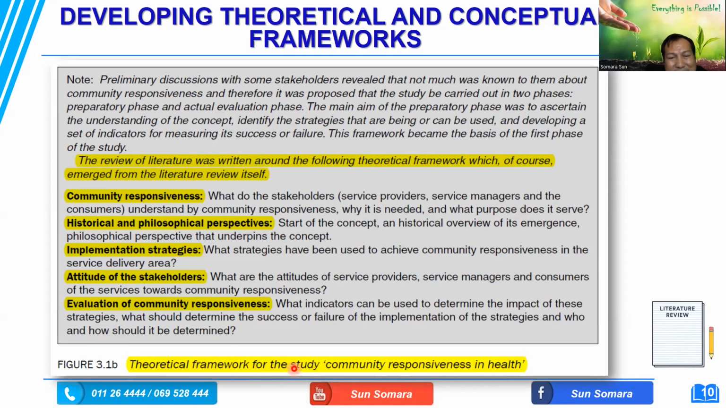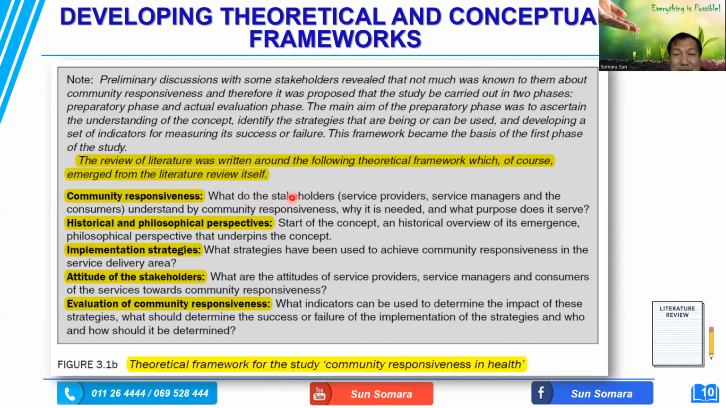Yeah, the theoretical framework of the study on community responsiveness in health, right? So for this part we can say, whatever you have done, you have reviewed. You can say the review, our literature review, was written around the following theoretical framework, which of course emerged from the literature review itself. You got it? So they just emerge, for example, like community responsiveness.